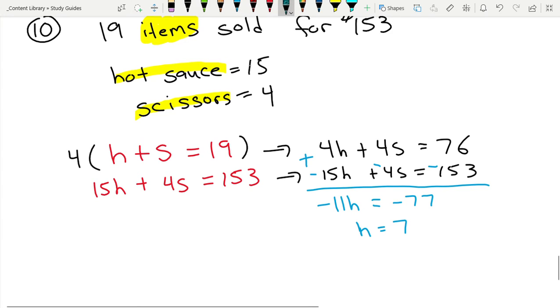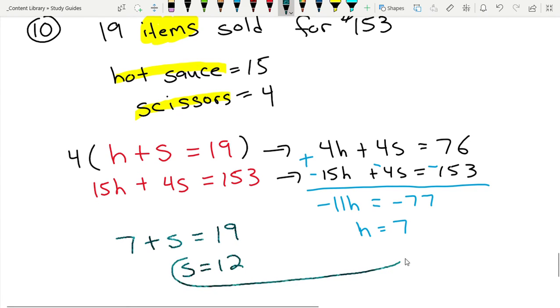So now all we need to know is the scissor count. Well, remember it says 19 items were sold. So if 7 of them were hot sauce, so 7 plus the scissors gave you 19 items, that means the scissors had to have been 12. So that is your combo of how much you sold in order to make $153 and to sell exactly 19 items.